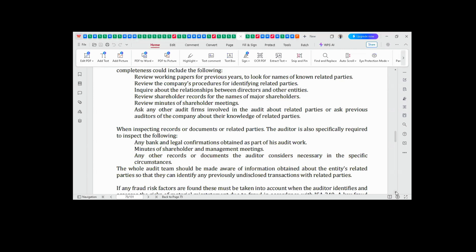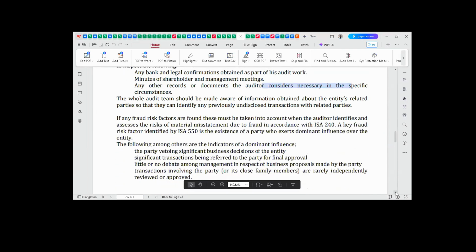Another area the auditor also needs to look at: sometimes we need to look at any bank or legal confirmation obtained as part of the audit work. Sometimes you obtain some bank documentation, and you need to review it to be sure that the bank does not have a stake in that business, like the case of Arthur Andersen that time, so that there's no conflict of interest. We need to review the minutes of shareholders' and management meetings and any other records or documents that the auditor considers necessary for specific circumstances.